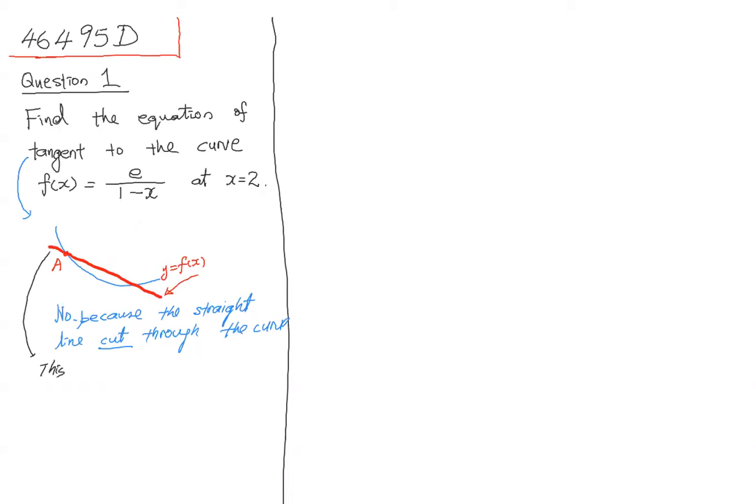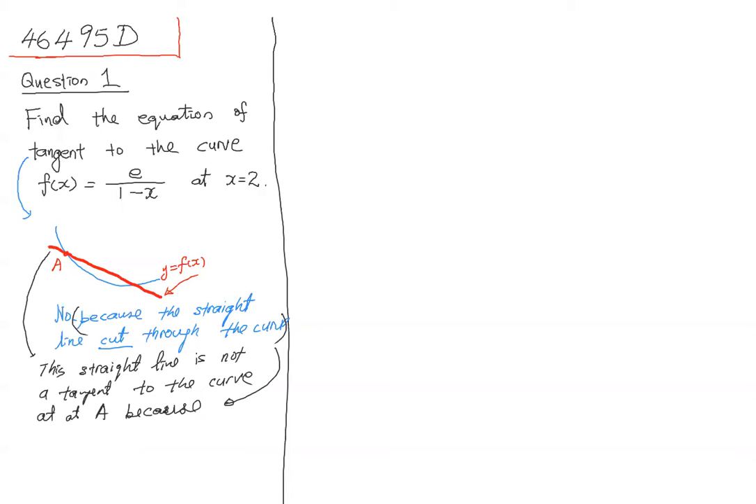So we have to be very clear. This straight line is not a tangent to the curve at point A because of this reason. Okay?